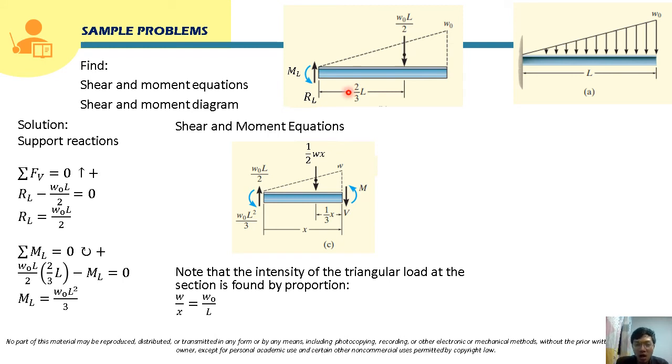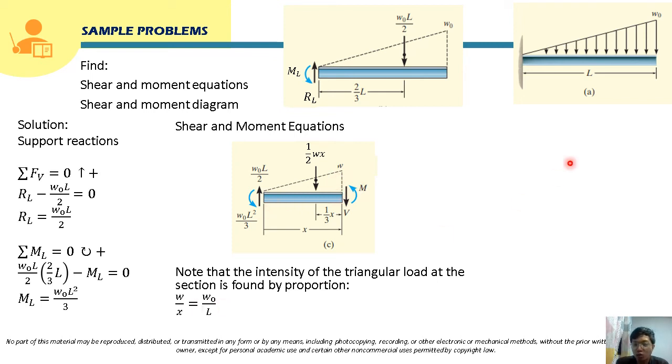That will just be the height over the base of the smaller triangle, which will be equal to the height over the base of the larger triangle. So in this case, for the smaller triangle, the height is W and the base is X.